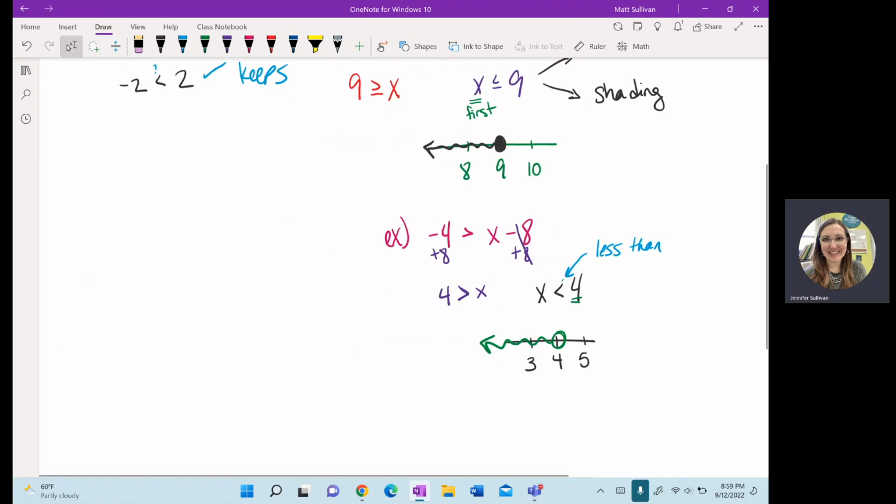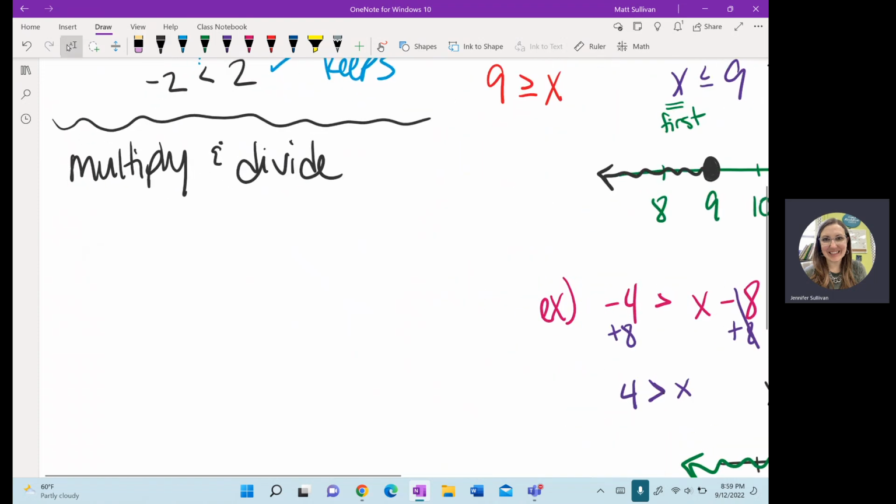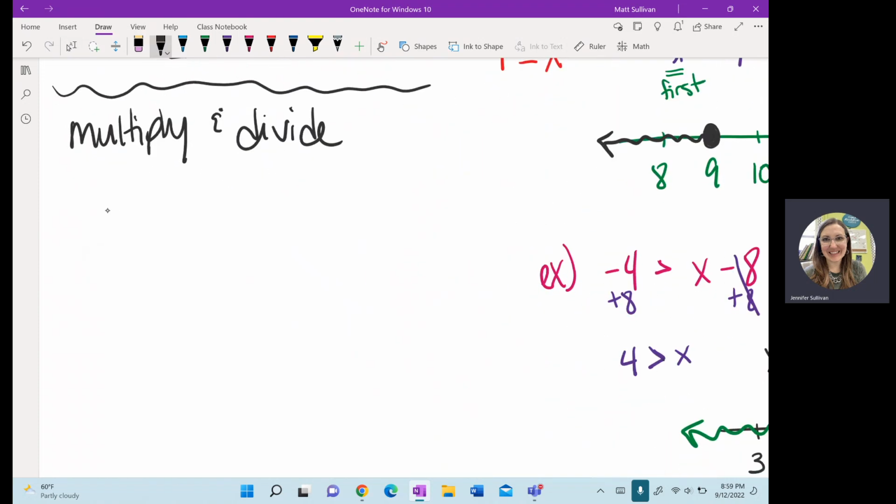Okay, now adding and subtracting doesn't change my inequalities, but something interesting is going to happen with our multiply and divide. Have you guys seen this before? Do you remember which one ends up doing something interesting to my sign? Okay, so here we go. Let's go back to our example. Actually, I'm going to give us new numbers that are a little bit easier to deal with. If I give you -1 is greater than -4.